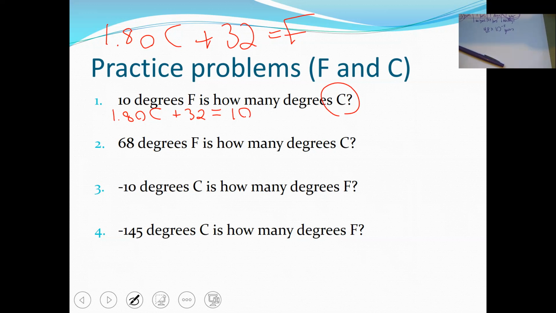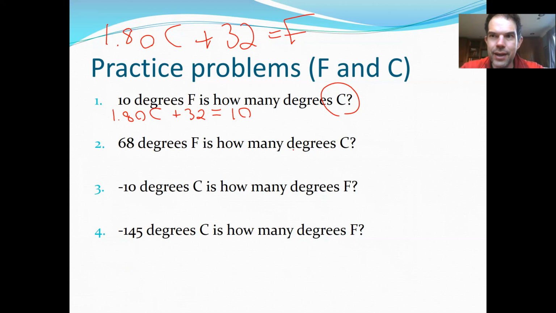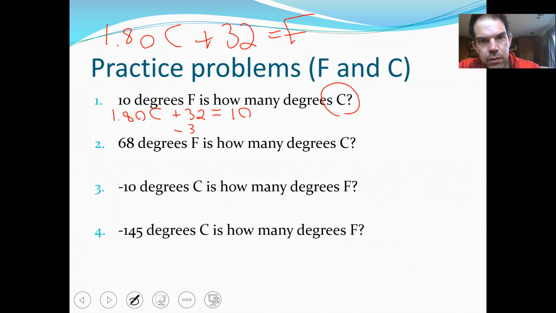So what's the first thing you do? Imagine this is an algebra problem. Then you subtract 32 from both sides, minus 32 on both sides. And that would then leave you with 1.80 C equals minus 22.